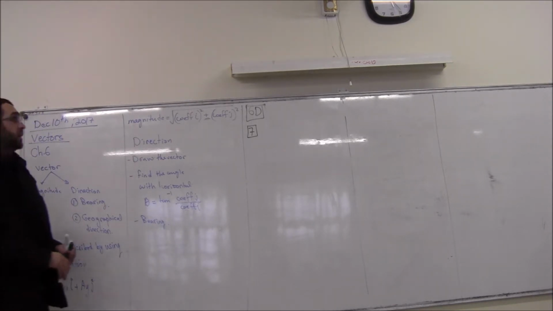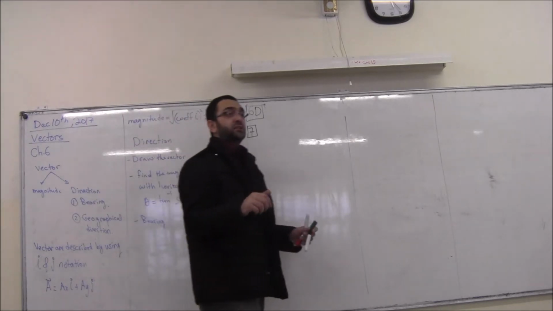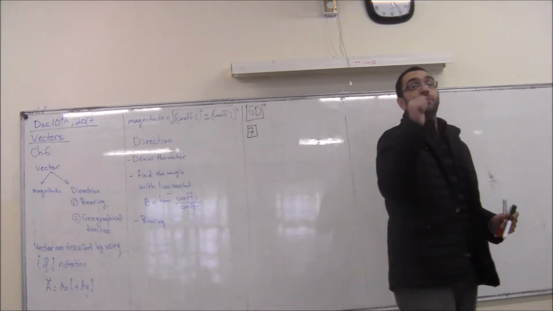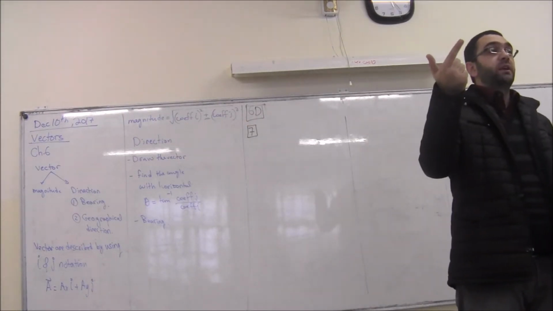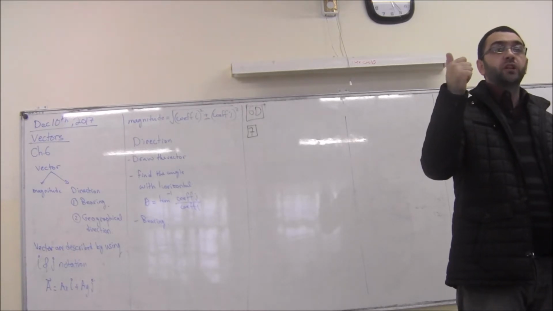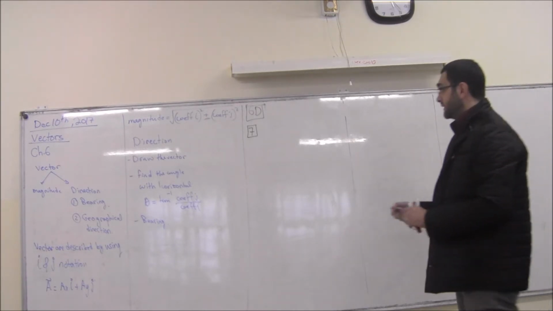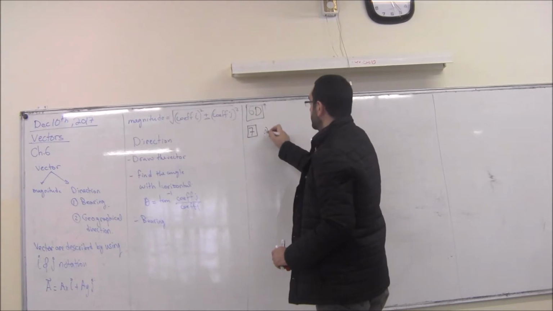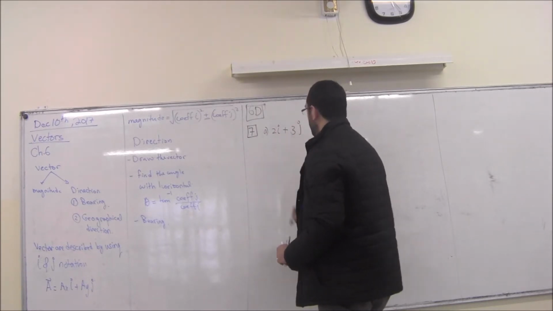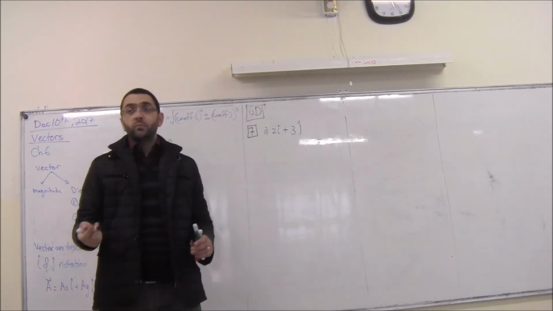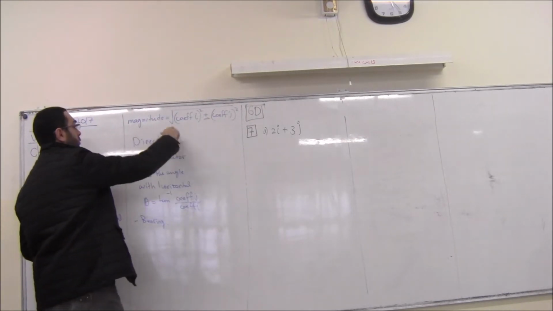Listen please. Now question 7, what are we asked to find? We are asked to find magnitude and what? Bearing. What is the first one? A: 2i plus 3j. Okay guys, pay attention.